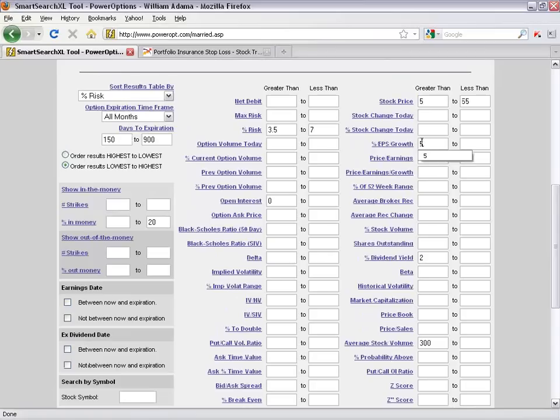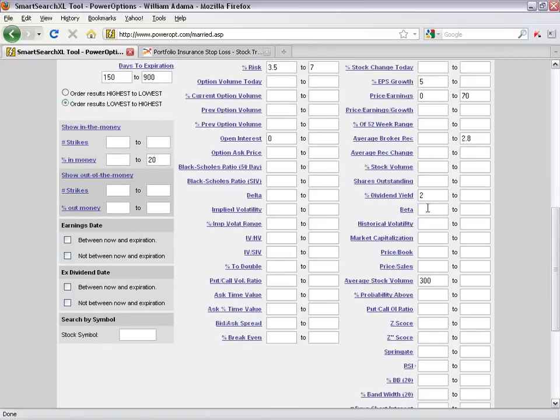My earnings per share growth of greater than 5. Price to earnings between 0 to 70. My apologies, broker recommendation. You don't have to use this, I'm just putting it in. Okay. I'm not going to restrict historical volatility or beta. I am going to increase my average stock volume. Let's just put it up to 500,000 shares this time. Not that there's any difference, but it'll just open up the universe more.